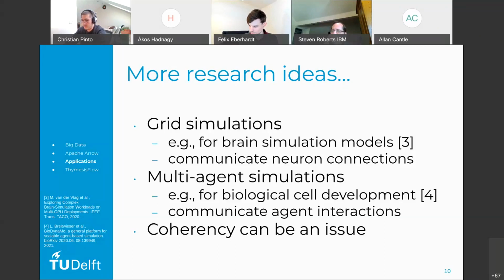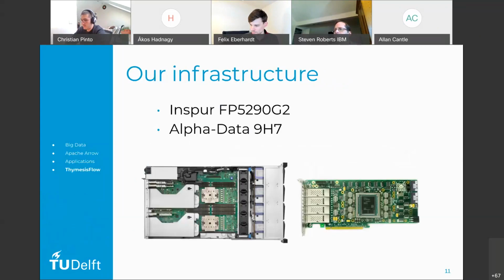But obviously, these applications are not share nothing, and coherency here can be an issue. So this is something we're going to have to take a look at. So onto the infrastructure we use, we have an Inspur Power 9 system and a 987 accelerator card. As you can see, none of which was tested with the Mises flow before. So we're the first ones.